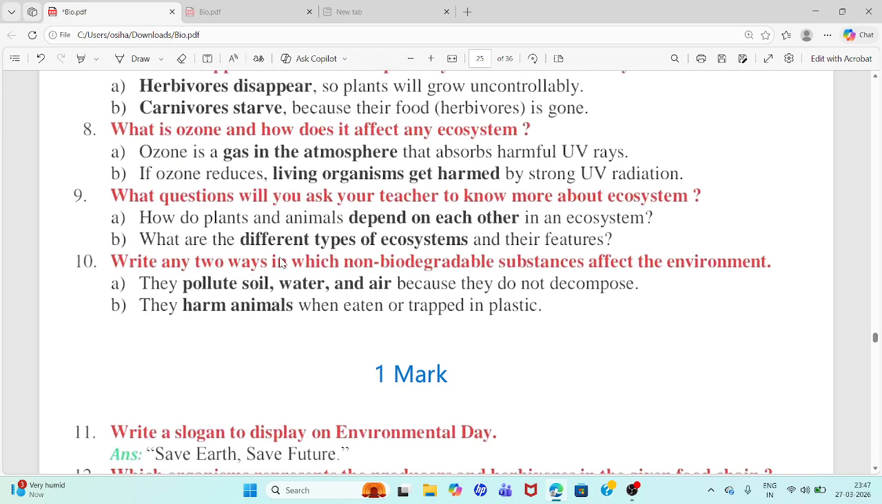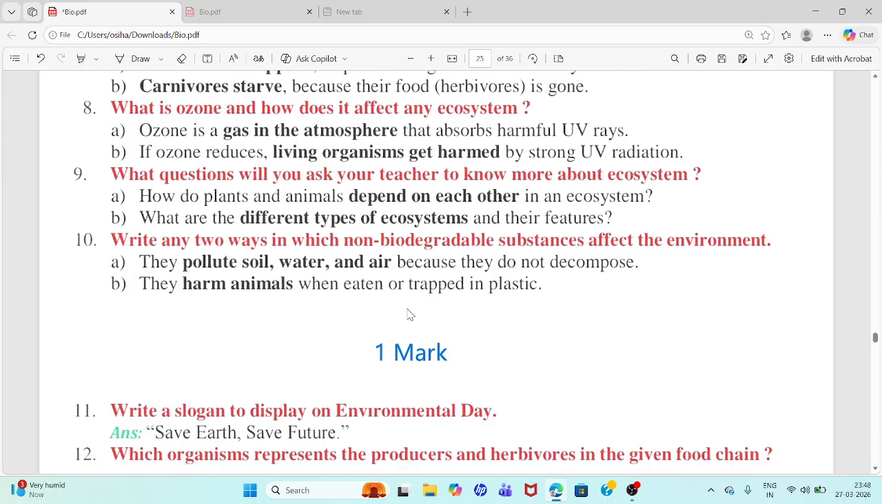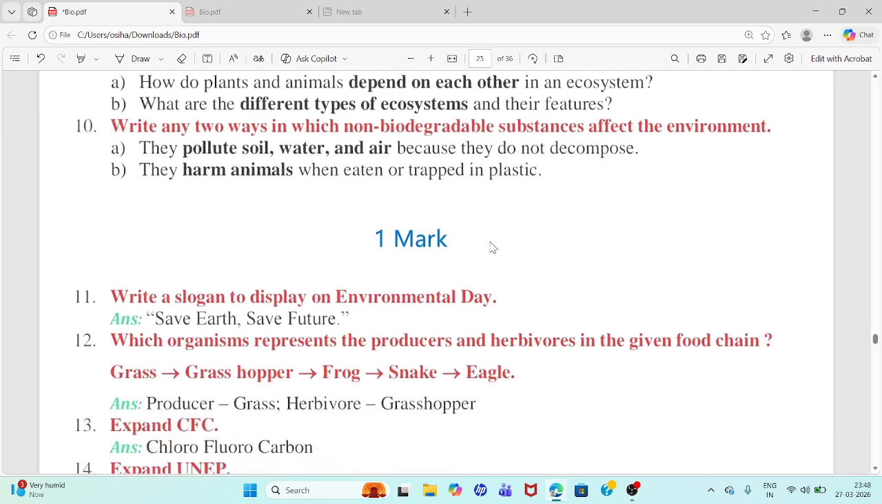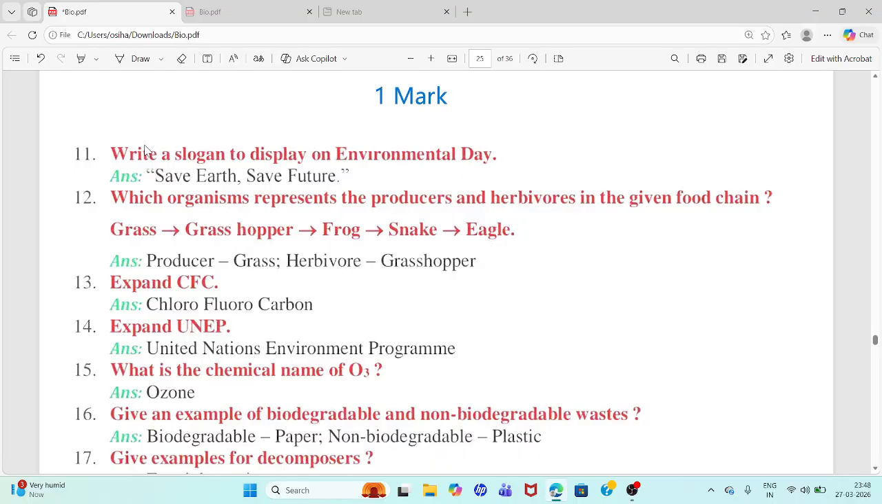Tenth question. Write any two ways in which non-biodegradable substances affect the environment. They pollute soil, water and air because they do not decompose. They harm animals when eaten or trapped in plastic. One more question. Write a slogan to display on Environment Day. Answer: Save Earth, Save Future.